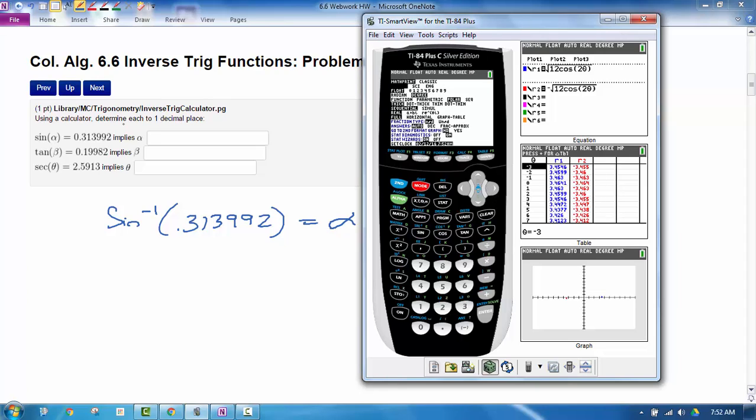This doesn't say. It says determine the angle. It doesn't say whether to be in degrees or radians. So that's a little confusing. But I've noticed that it does accept the answer when it's in degree mode, which would be 18.3 to 1 decimal place.